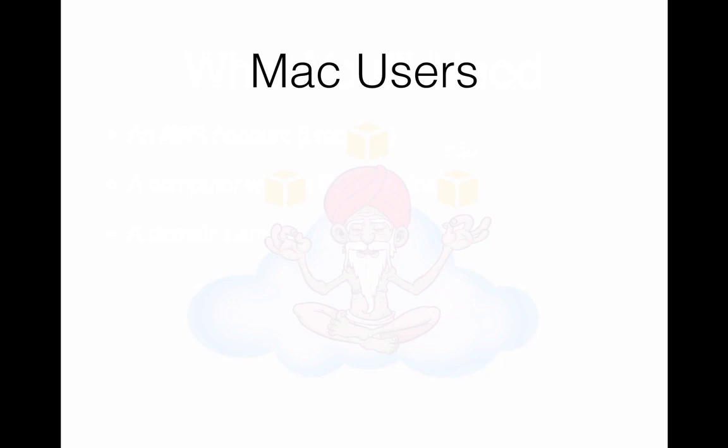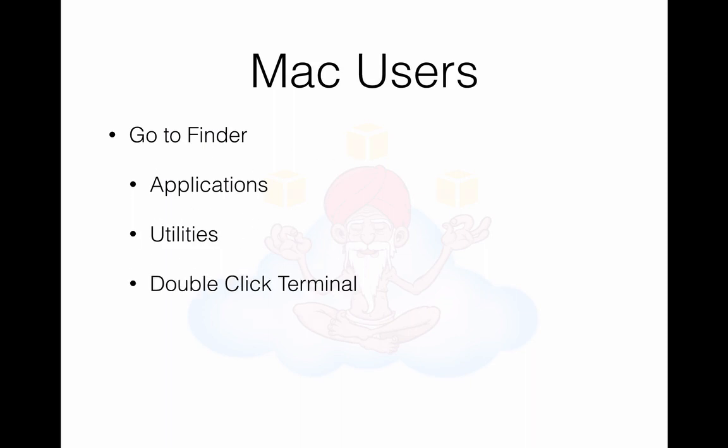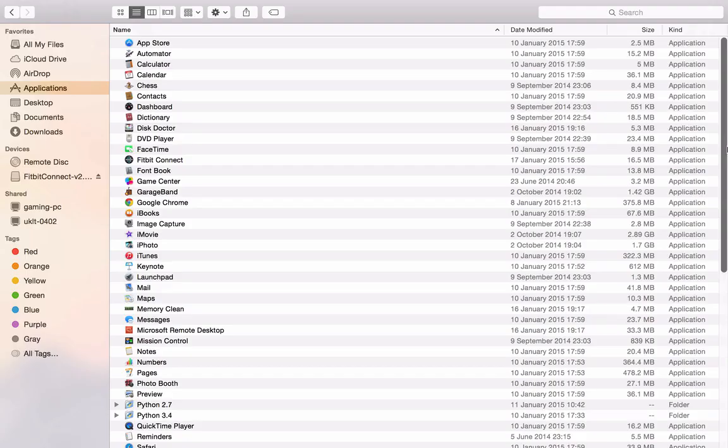So Mac users, we're just going to go through how you access SSH. Basically you need to go to Finder, find your Applications section, scroll all the way down to a folder called Utilities, and then you just double click on Terminal.